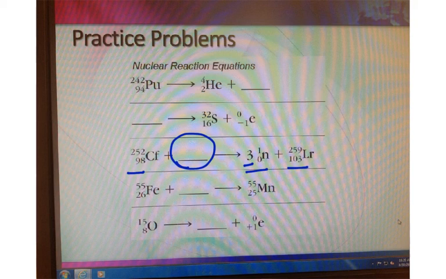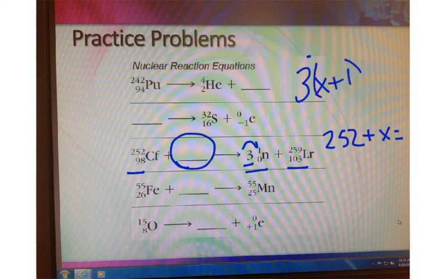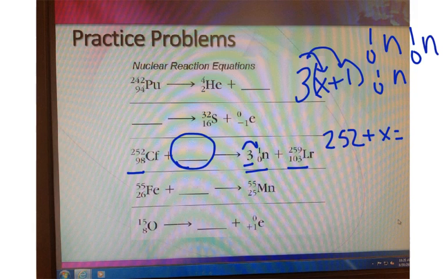So when we're looking at this, we're going to do 252 plus x equals, and this is going to distribute just like in algebra, where if you had 3 times (x plus 1), that 3 would distribute to all the particles. That's saying I have 3 neutrons. So 1 neutron, 2 neutrons, and 3 neutrons. So if I had 3 neutrons, what would its mass be? Well, it would be a mass of 3 plus 259.